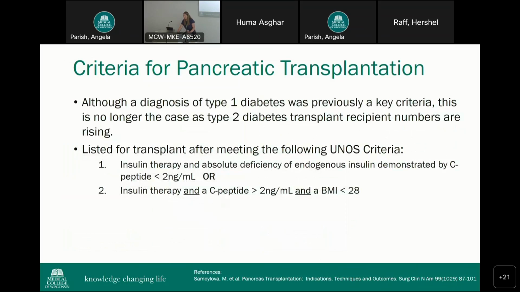So really, the criteria for pancreatic transplantation, I think most of us know UNOS is the main organization for transplant. It used to be that having a diagnosis of type 1 was key. However, this isn't the case anymore. Strictly, the UNOS criteria are either you have to be on insulin therapy with absolute deficiency of endogenous insulin, as indicated by a C-peptide less than 2, or on insulin therapy with a C-peptide greater than 2 but a BMI less than 28.